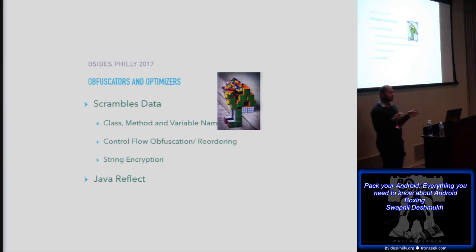So all said and done, there are a few hardening techniques that I've been talking about for a while. Obfuscator is one of them. This is one of the easiest ones to bypass at this point. Obfuscators will scramble your data, so your class names, method names, or variable names would be mangled in some form. A very good example in the case of Java: we have a package called com.BSidesPhilly2017, for example. Then it will change that to com.a. So it makes it difficult for us to understand what exactly that obfuscation technique is doing.